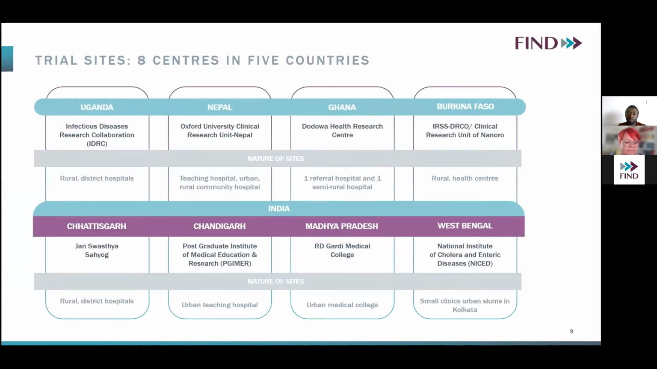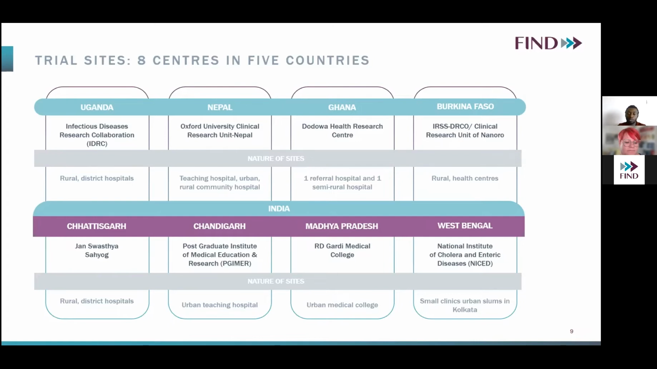So we have a mix of different settings. Some of the countries have rural district hospitals, others have rural primary health centers, and other sites have referral hospitals, which are at the top of the health system. The reason behind this is to have a mix of different settings to increase the generalizability of the findings of the study.